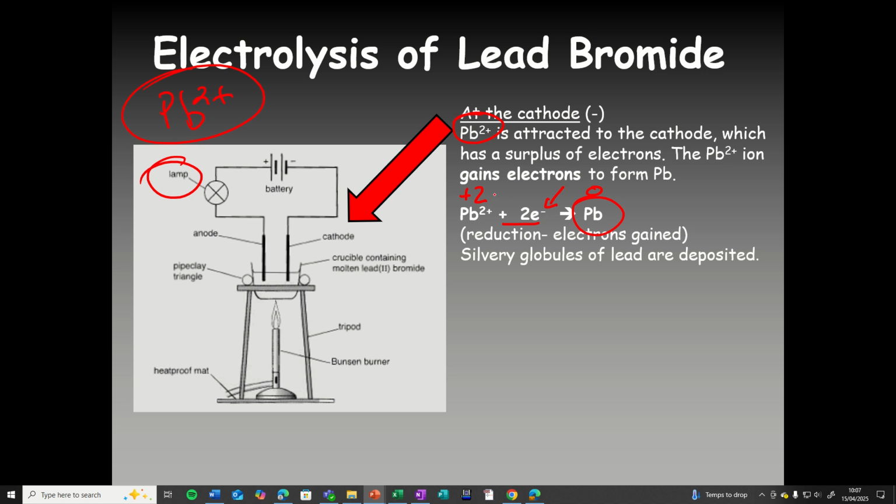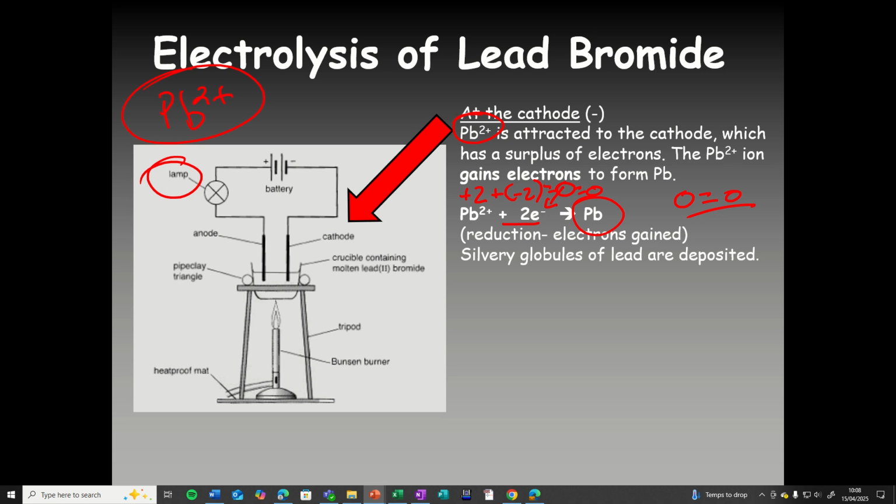So I have +2 and then plus the 2 electrons, so +2 - 2, and that equals 0. So both sides are 0. 0 equals 0. That's okay. So that's how you go about every single electrolysis half equation.